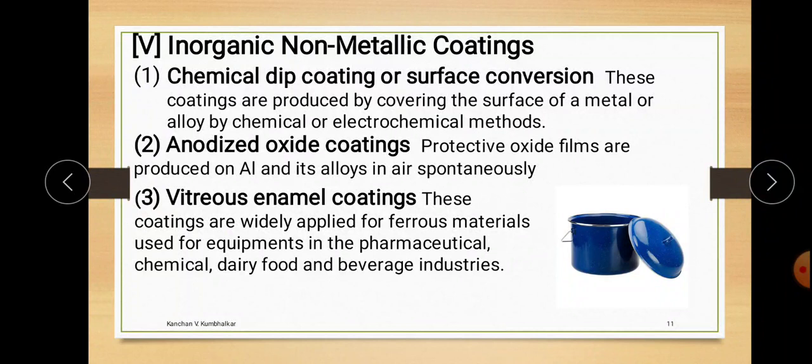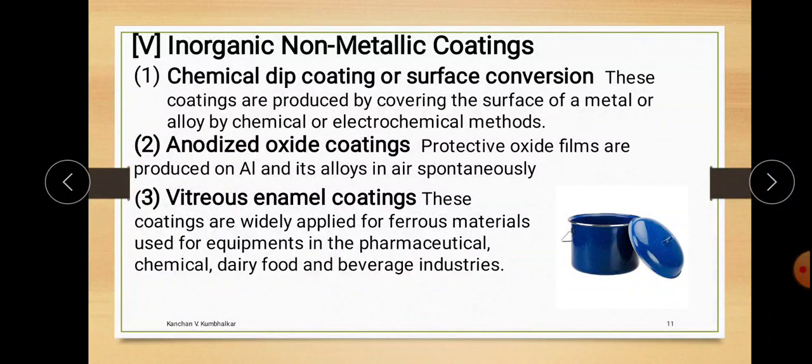The vitreous material for the enamel, called frit, is prepared by fusing together refractory acidic substances, for example quartz and feldspar, with basic fluxes, for example borax, cryolite, fluorspar, soda ash, litharge, sodium nitrate, and this frit is applied to the metal. This coating is widely applied for ferrous materials used for equipment in the pharmaceutical, chemical, dairy, food and beverage industries. This is all about the inorganic non-metallic coating.